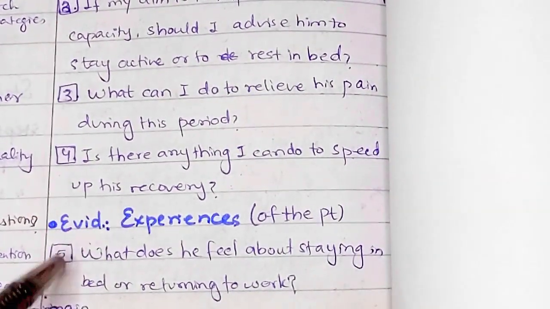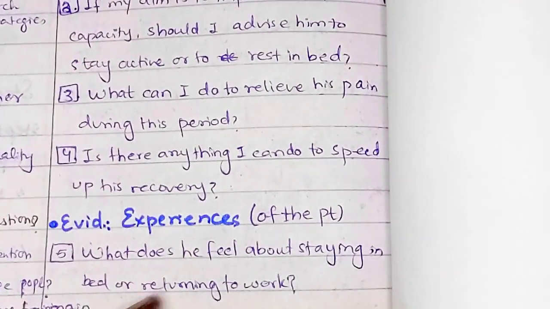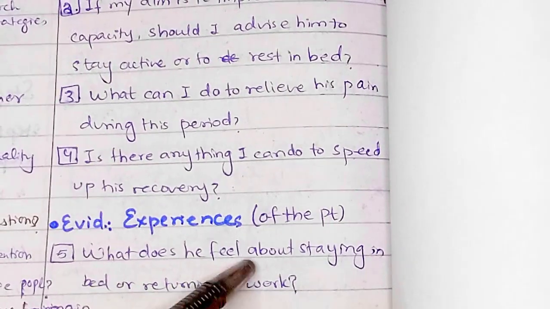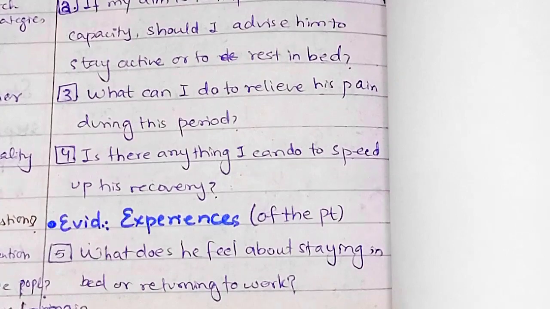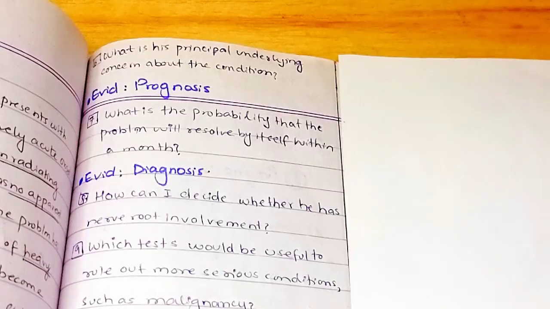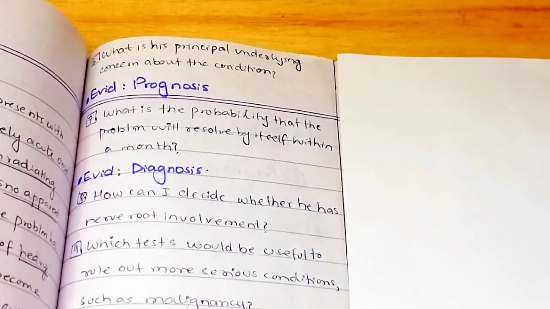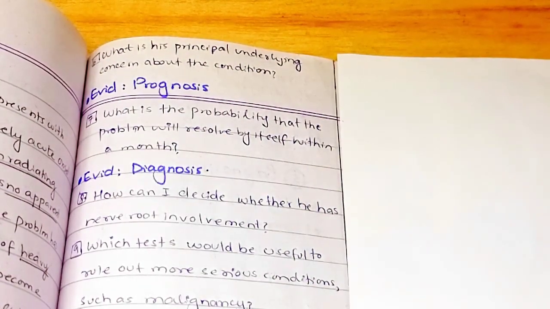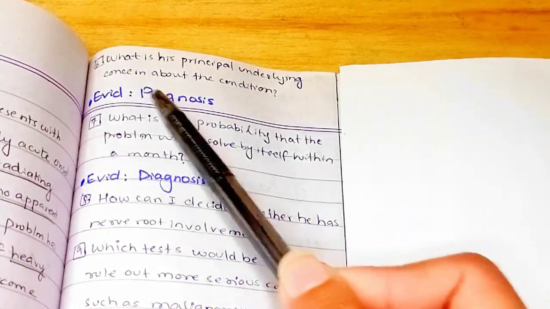Question number 5 can be, what does he feel about staying in bed or returning to work? Here you can see we are concerned about the opinion of the patient, how he feels when he would stay in bed or return to work. So this is related to the experience of the patient. Then the next question can be, what is his principal underlying concern about the condition? Here again we are asking about his principal concern about the condition, so it is also a patient experience. Let us discuss the questions that are related to the prognosis.